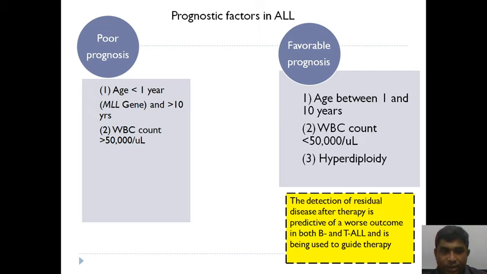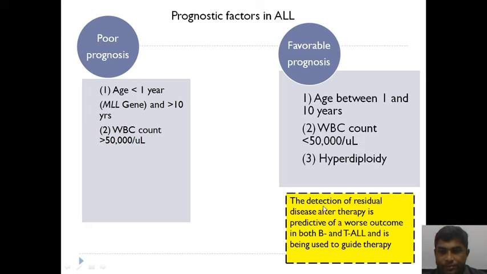For example, in ALL, the most commonly used risk stratification is the NCI, the National Cancer Institute risk stratification. Here, age and WBC count are important. Age less than 1 year and more than 10 years are associated with poorer prognosis, and WBC count at presentation more than 50,000 is associated with poorer prognosis, whereas age between 1 and 10 years, a lesser WBC count, and hyperdiploidy on cytogenetics are associated with favorable prognosis.